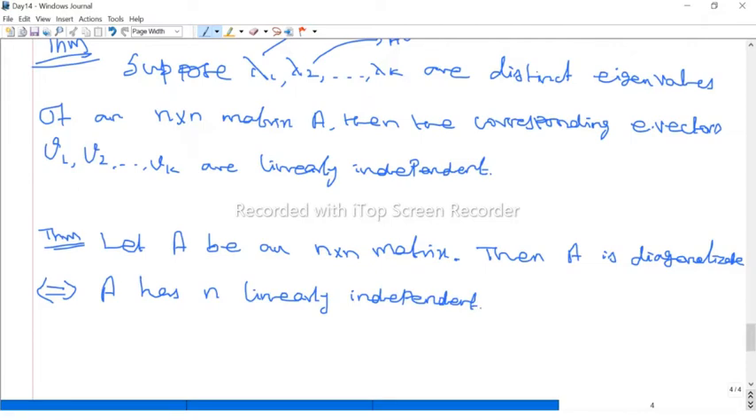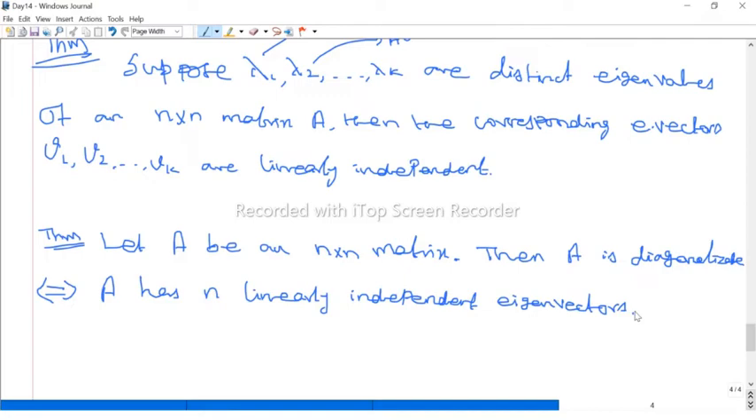Eigenvectors, not eigenvalues. Eigenvalues are just scalars, so we cannot talk about linear independence there. We can talk about linear independence only for vectors. Therefore, if A has n linearly independent eigenvectors, then we say A is diagonalizable. So a very important characteristic for diagonalizable: if a matrix is diagonalizable, the matrix has n linearly independent eigenvectors.